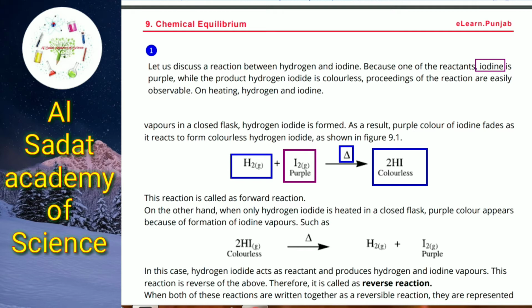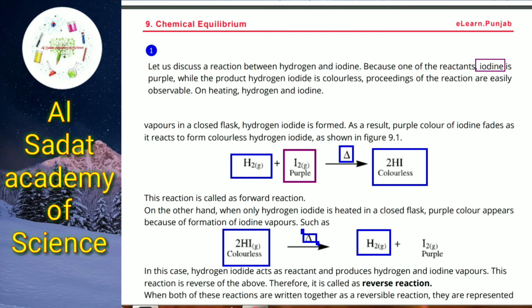On the other hand, when only hydrogen iodide is heated in a closed flask, purple color appears because of the formation of iodine vapors. Here you can see that hydrogen iodide, a colorless gas, is at hand, and the delta sign indicates that we have to provide heat to the reaction. The next is hydrogen, which is also colorless, and purple colored iodine.